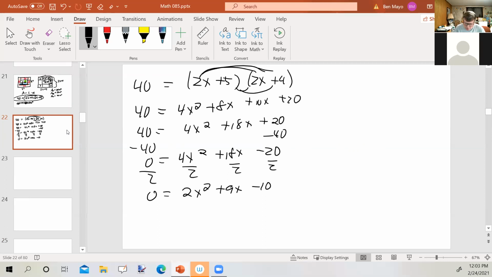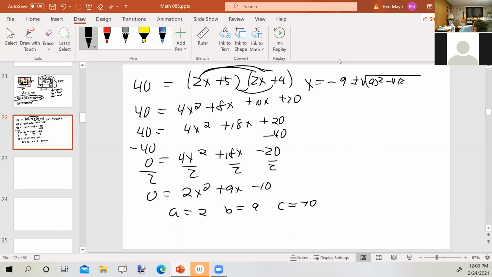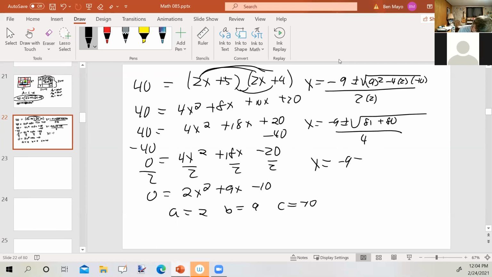Now, using the quadratic formula, a is 2, b is 9, c is negative 10. X equals negative b plus or minus the square root of b squared minus 4ac all over 2a. X equals negative 9 plus or minus 81 plus 80. Minus 4 times 2 is minus 8 times minus 10 would be plus 80, all over 4. X equals negative 9 plus or minus the square root of 161 all over 4.